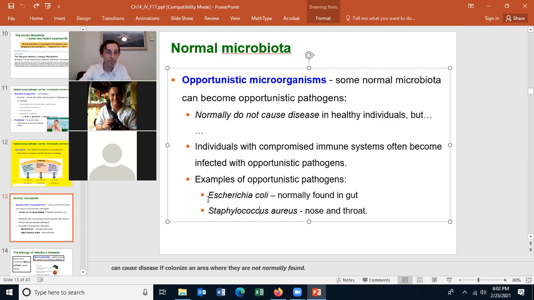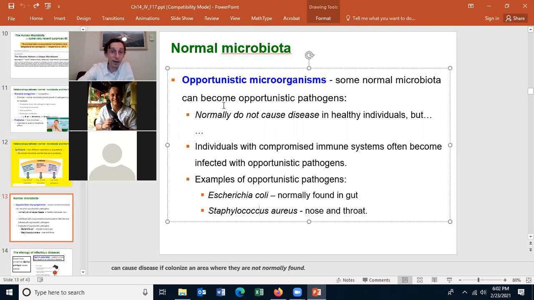Staphylococcus aureus is normally found on the nose. In some patients, 20% of them, it's found on the skin. If it causes a skin lesion, it's said to be an opportunistic pathogen. And some people call Staphylococcus aureus not an opportunistic pathogen, but a frank pathogen, meaning a human pathogen. Depends who you're talking to.